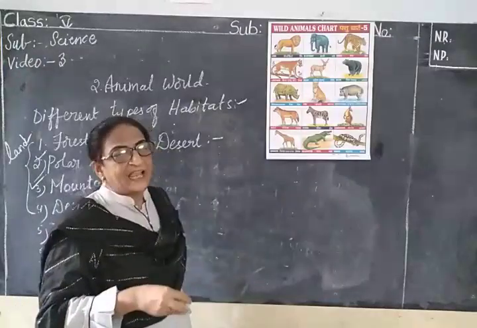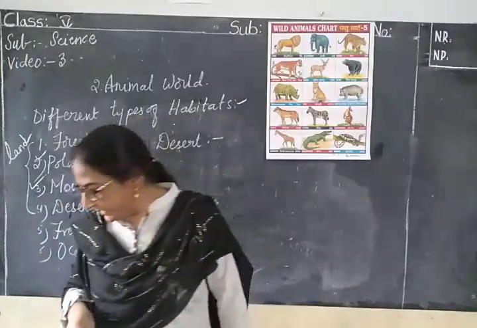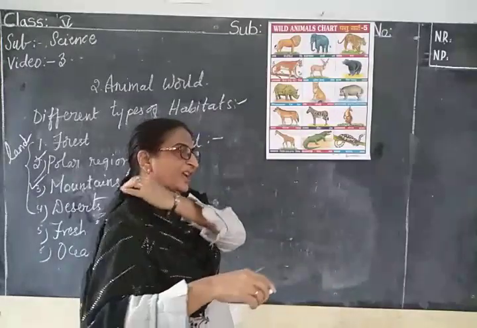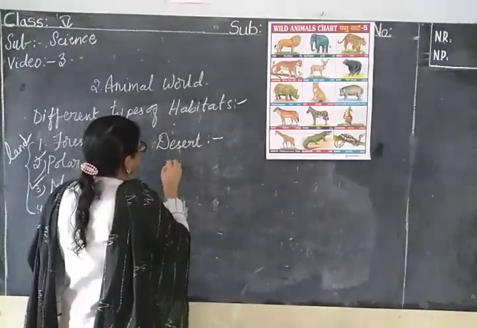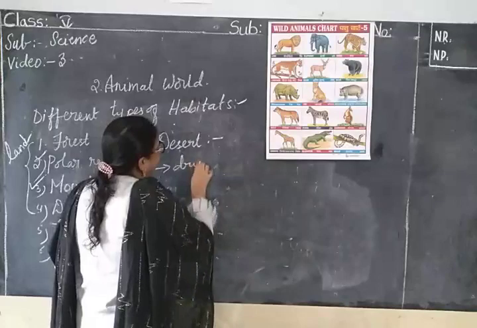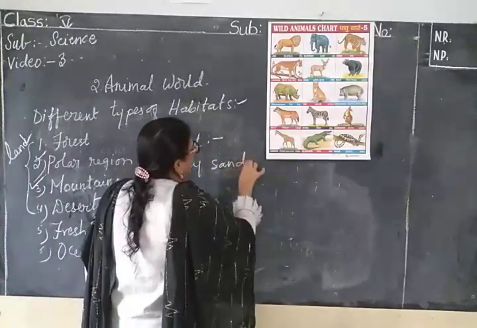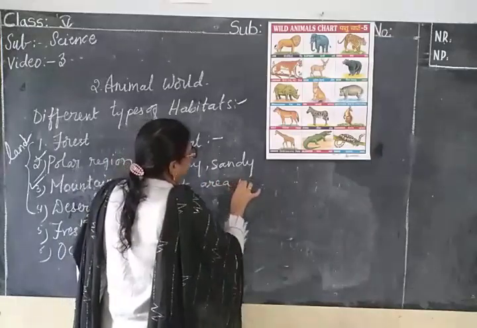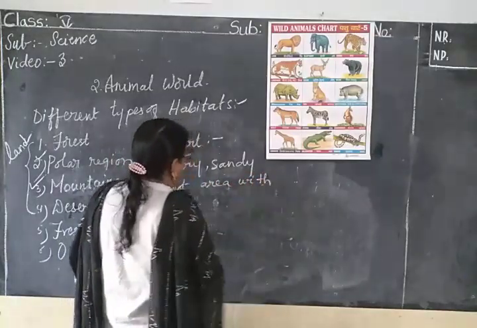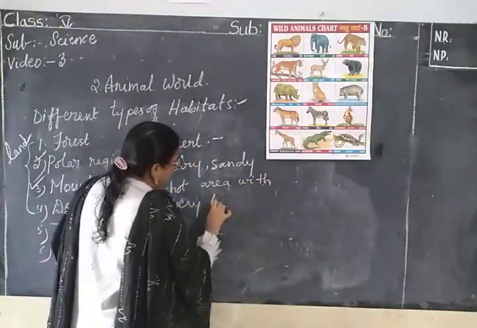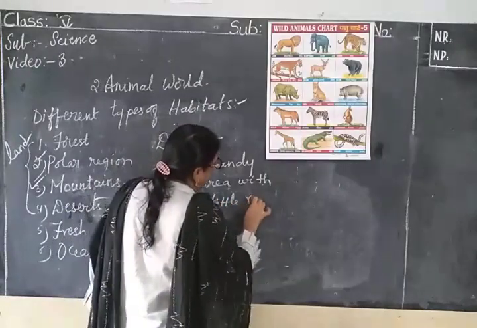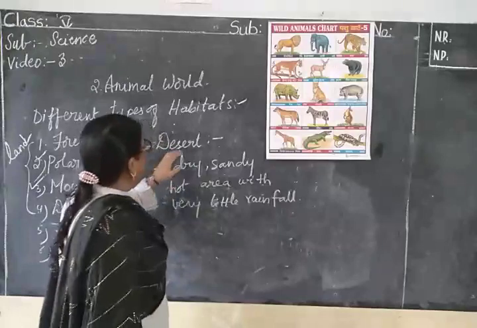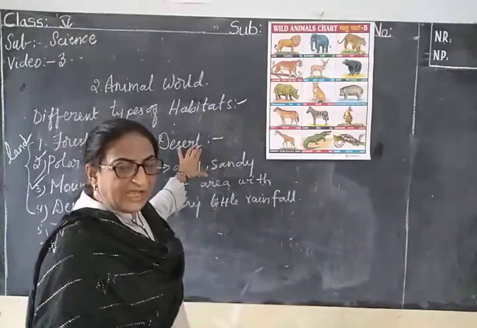It is a dry sandy area, isn't it? It is a dry sandy area and a very hot place. Desert: dry, sandy, hot area with very little rainfall. Isn't it? So, desert. It is also a habitat.